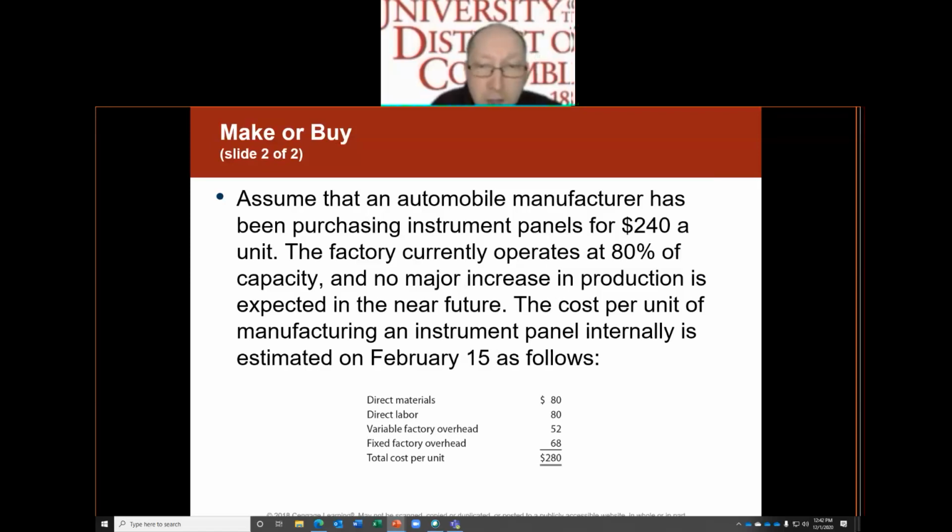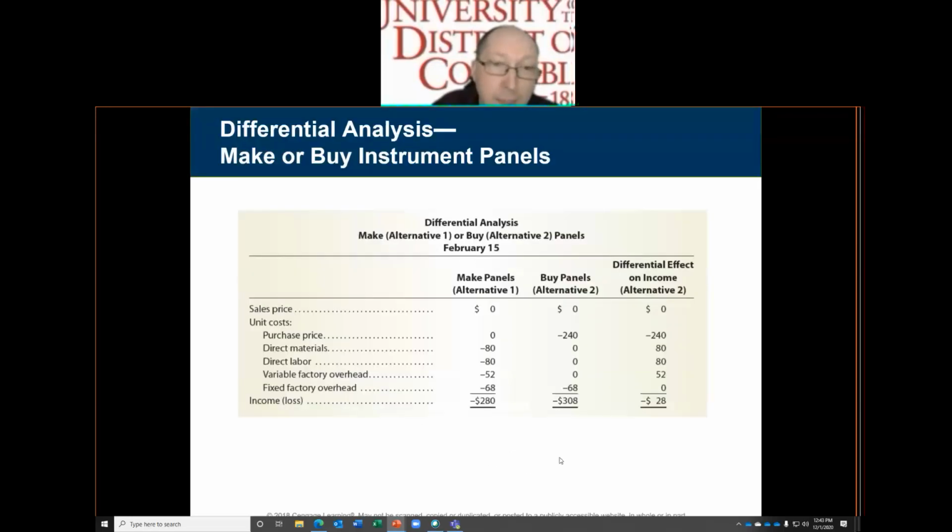And there are no major increases in production. The cost per unit of manufacturing is shown below. We have direct materials of $80, direct labor $80, variable factory overhead $52, fixed factory overhead $68, giving us a total cost per unit of $280.